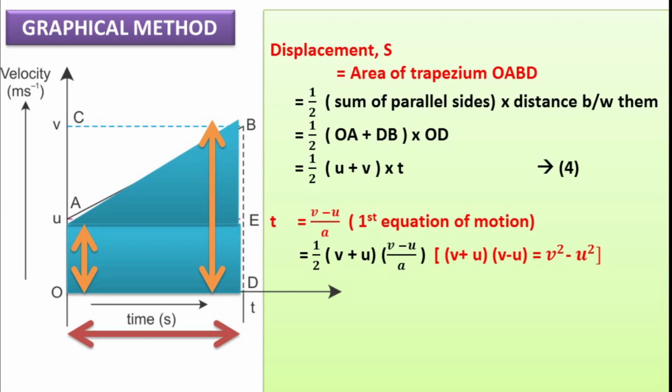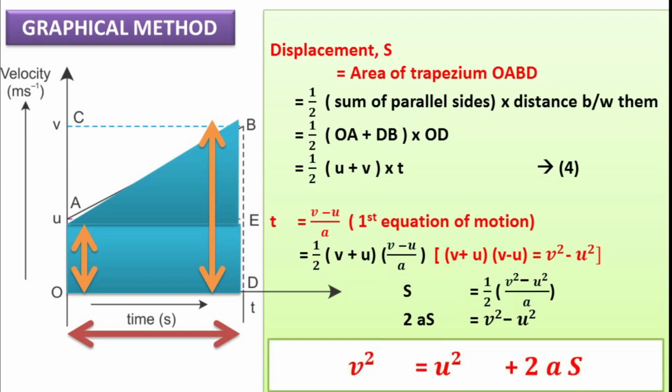So S is equal to 1 by 2 into (V square minus U square) divided by A, and taking 2A to the left hand side, we get 2AS is equal to V square minus U square, and we can write this as V square is equal to U square plus 2AS. This is the third equation of motion.